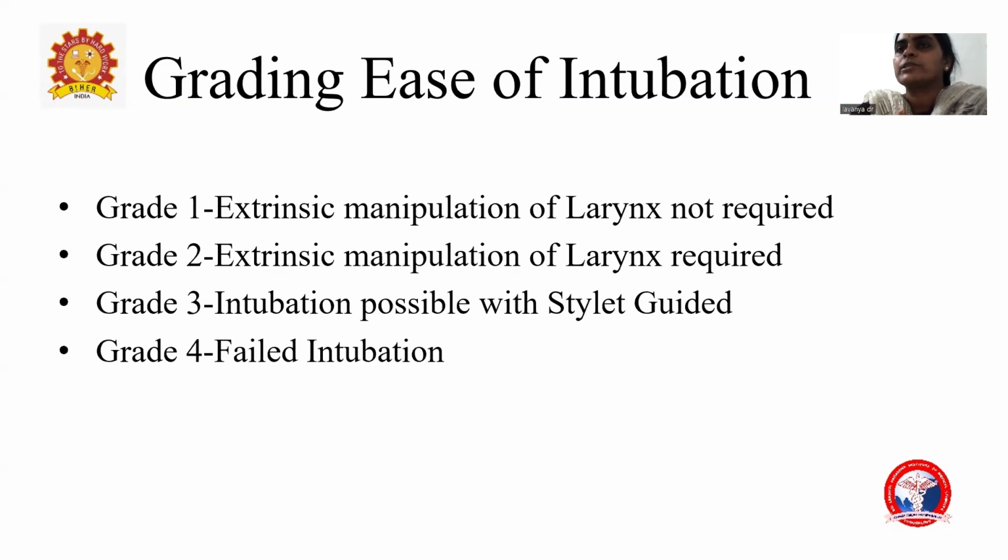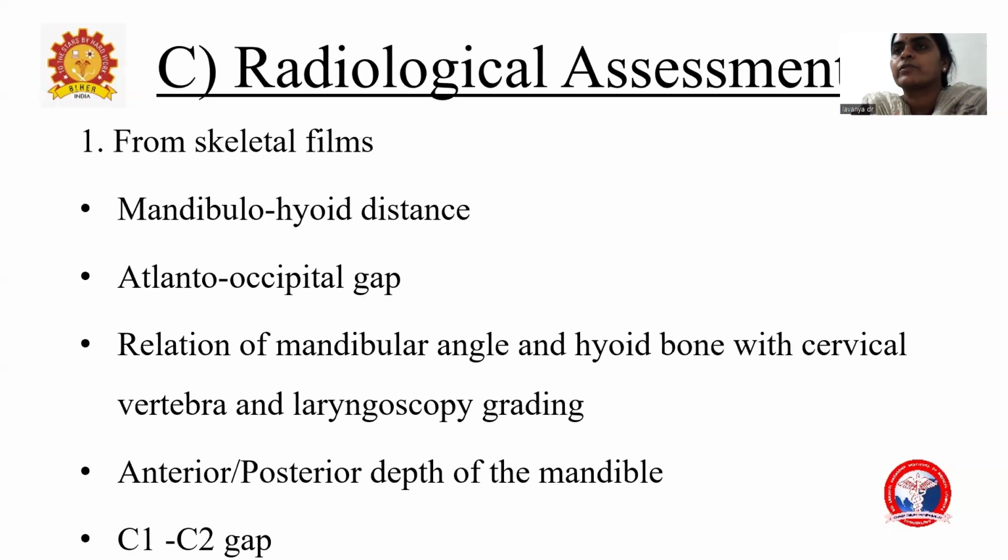Grade and ease of intubation. Grade 1: extensive manipulation of the larynx is not required. Extensive manipulation of the larynx is required in grade 2. Intubation is possible with stylet-guided intubation. Failed intubation in grade 4.